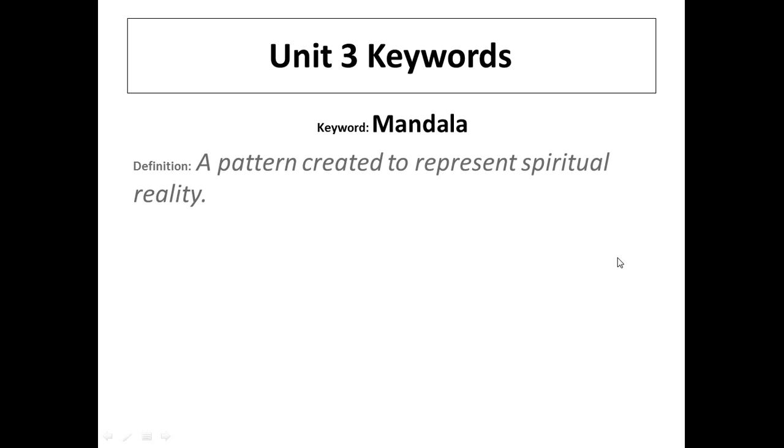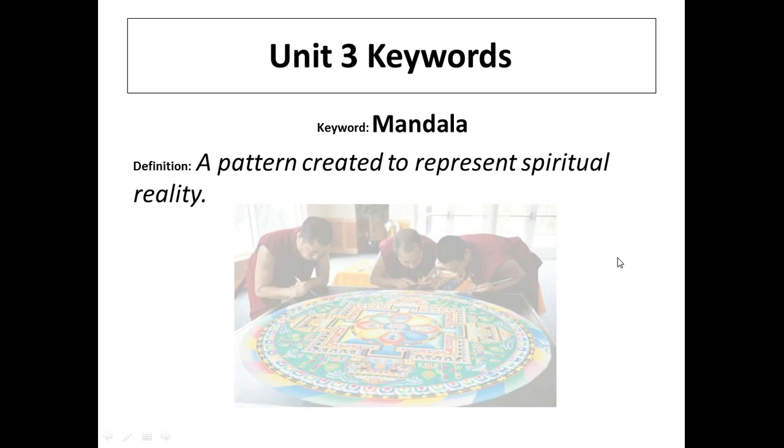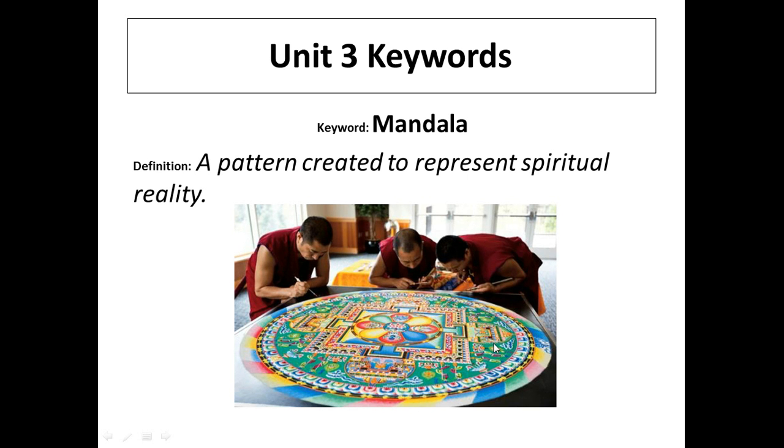What is a mandala? The definition is a pattern created to represent a spiritual reality. Quite wordy as a definition. Here is a picture of the pattern that they're referring to. You can see it's a very intricate pattern, very complicated, and it is used in rituals to represent things, and then it's actually made of sand. These monks have probably been working at it for about 5 days. Once they're done with it, once they've performed the ritual, they sweep it all away to remind themselves that nothing is permanent, everything changes.